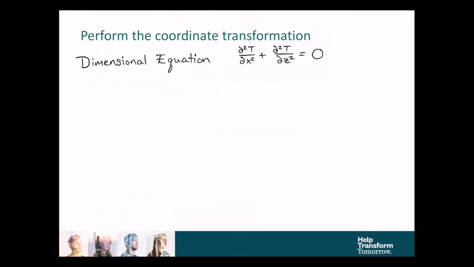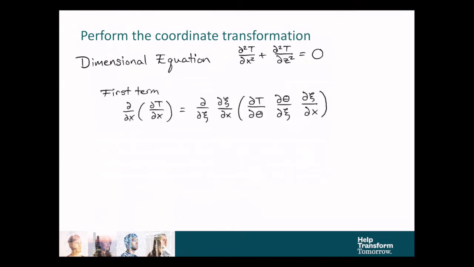All right, the next step here is to actually transform the coordinates of our dimensional equation into the coordinates that we have just chosen for our non-dimensional coordinates. That is, we want to transform the T, x, z's into thetas, xi's, and zetas. So to do that, we're going to use the chain rule. We'll start with the first term, which is d squared T dx squared. And you can break that into two pieces. There's the d dx and there's the dT dx.